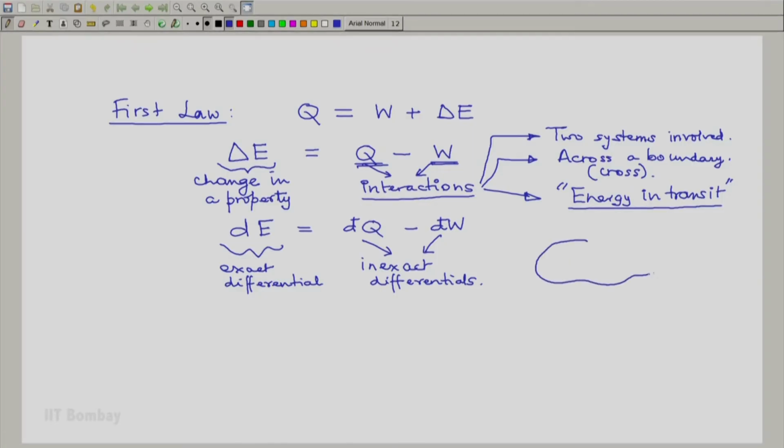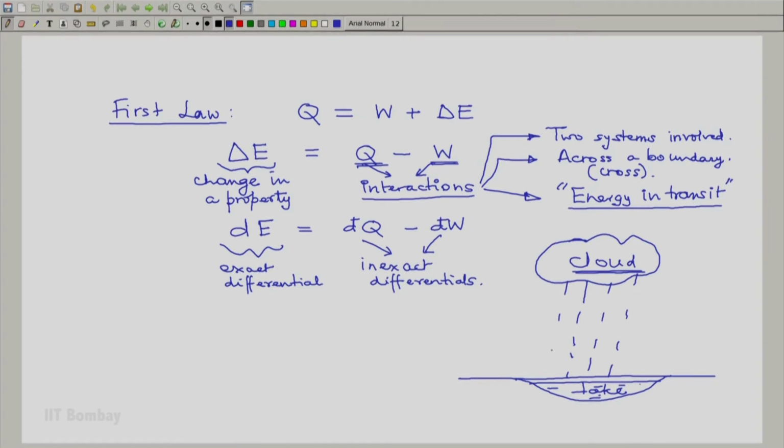There is an illustration of this which I came across in some book. Consider a cloud that contains water vapor, water particles. On the ground we have a lake which may contain some water. When it rains, water gets transferred from the cloud to that on the ground in the lake. So what we have is rain, which is nothing but water in transit. We don't say the lake contains so much of rain or the cloud contains so much of rain. Rain is only water in transit. In a similar way, heat and work are energy in transit.